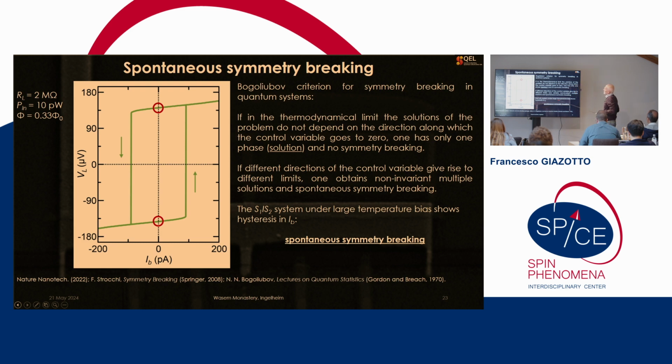Okay, and this criterion says that if in the thermodynamical limit the solution of the problem does not depend on the direction along which the control variable goes to 0, one has only one phase or solution and no symmetry breaking. But if different directions of the control variable give rise to different limits, 1 and 2, like in our case, one obtains an invariant multiple solution and spontaneous symmetry breaking in the system. So this is a very general criterion, okay? So our superinsulator system under large temperature bias shows hysteresis in the biasing current. So this is a manifestation of spontaneous symmetry breaking in the system.